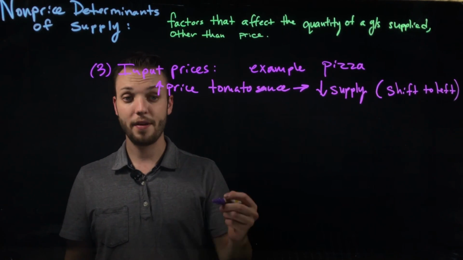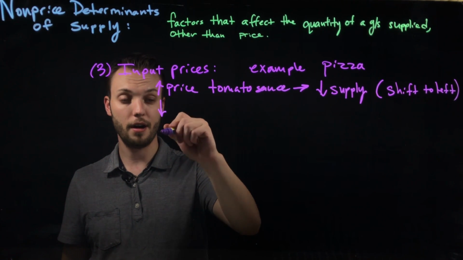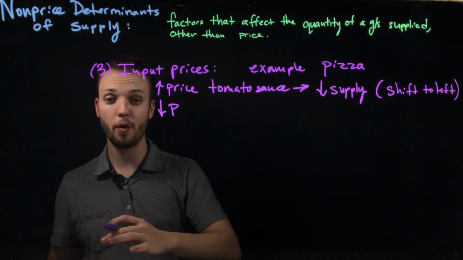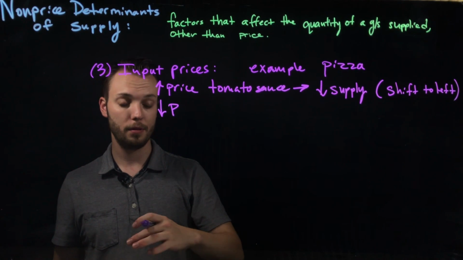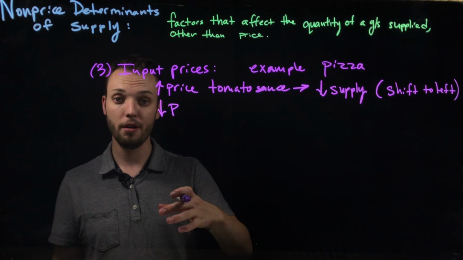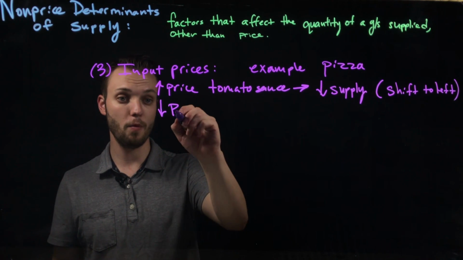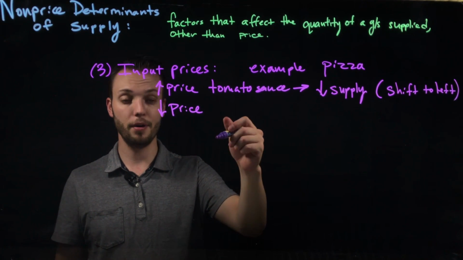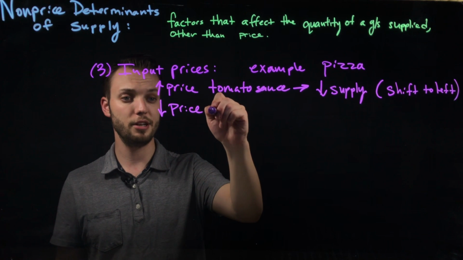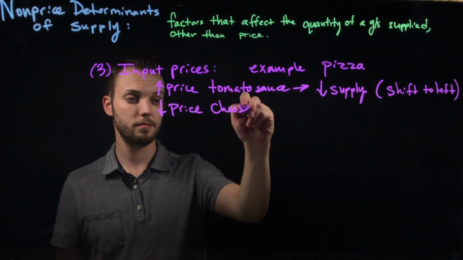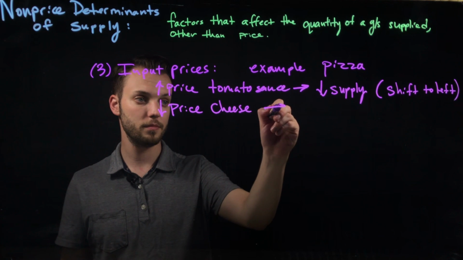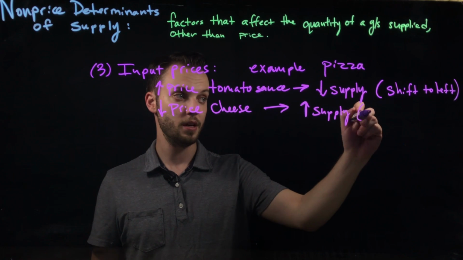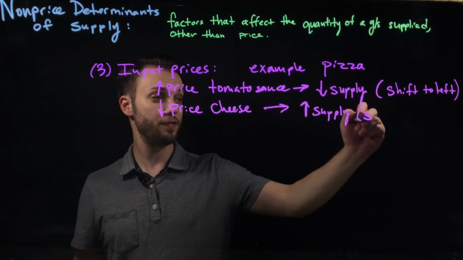Okay, and then we have the opposite case if we were to see a decrease in the price of an input cost. At a given price of the good or service, a decrease in the input price would allow us to produce or sell more at the given price. So a decrease in the price of an input, say, for making pizzas, a decrease in the price of cheese. Okay, that would increase supply, which we illustrate as a shift to the right.